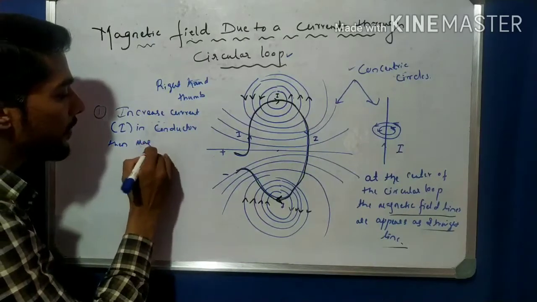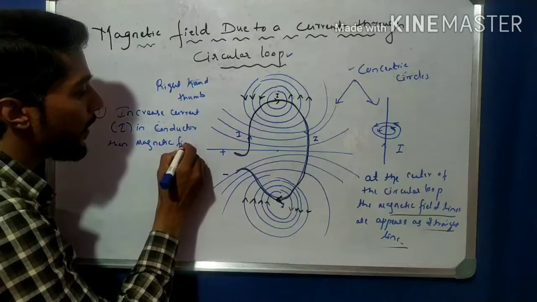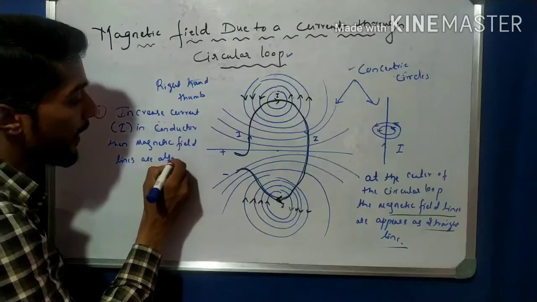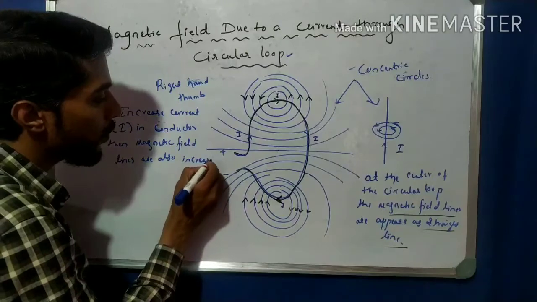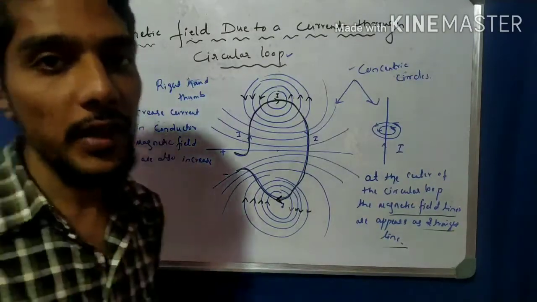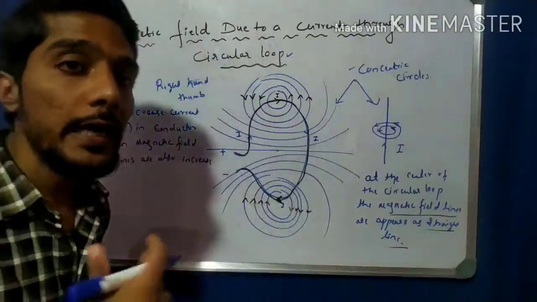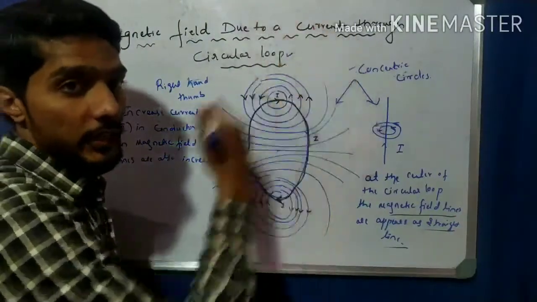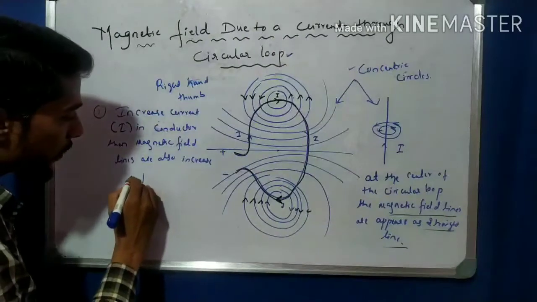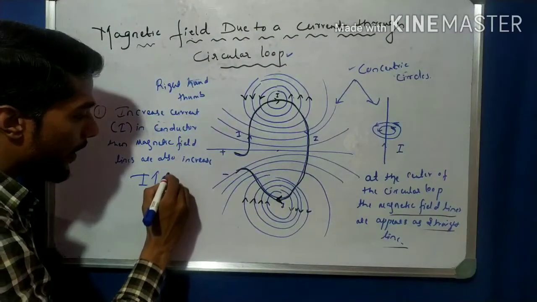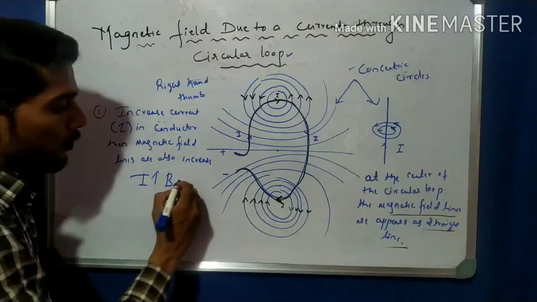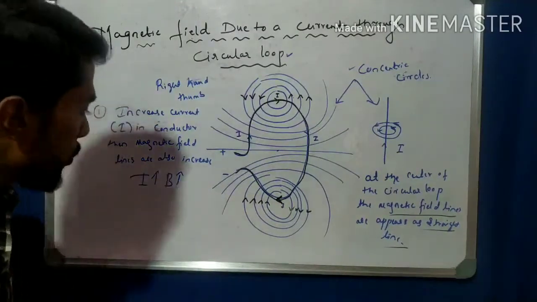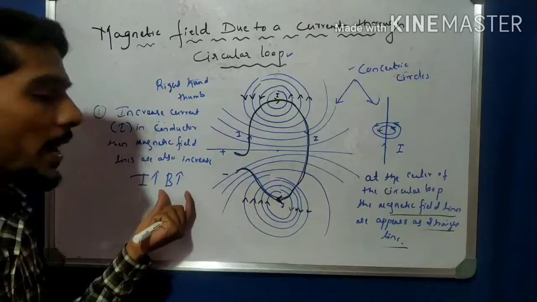then magnetic field lines also increase. That is very important. So one method is how you increase a magnetic field. The question is, how do you increase the magnetic field? We increase the magnetic field by increasing the current. By increasing the current, what happened? The B stands for magnetic field, so B also increases. B symbol is used. So whenever the current increases, the magnetic field increases.